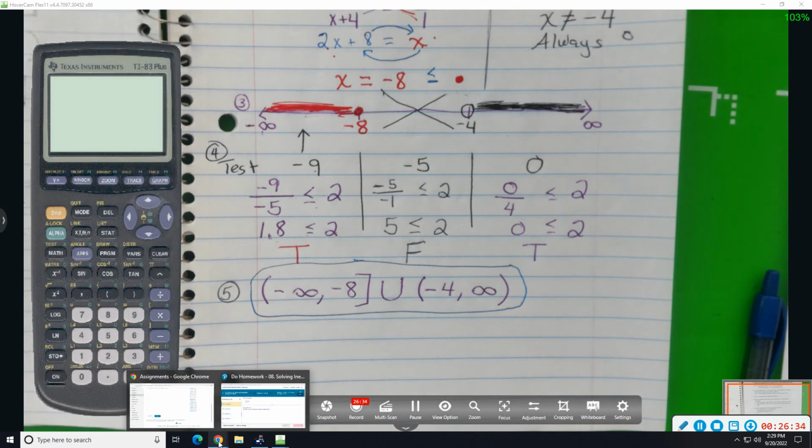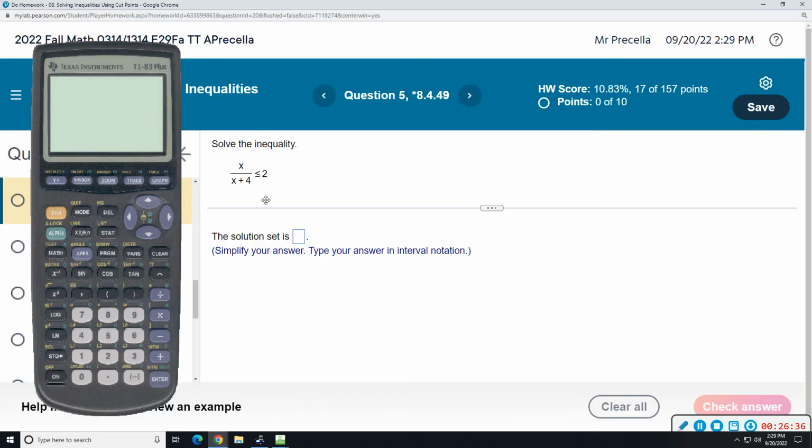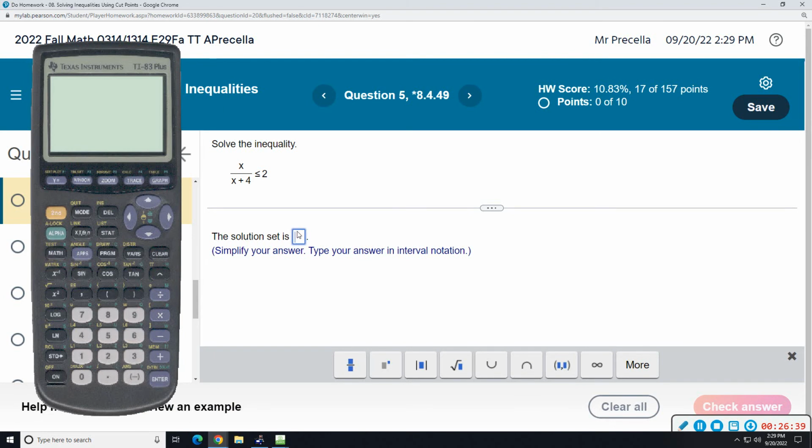So we come over here, and now we're going to punch in our answer, or type in our answer. What do I mean punch it in? We go left parenthesis, negative, and notice there's not a negative infinity symbol. There's only an infinity symbol. So that negative you get from the keyboard. So negative infinity, comma, negative 8, and then a bracket. The bracket is taken from the keyboard, and right there, union.